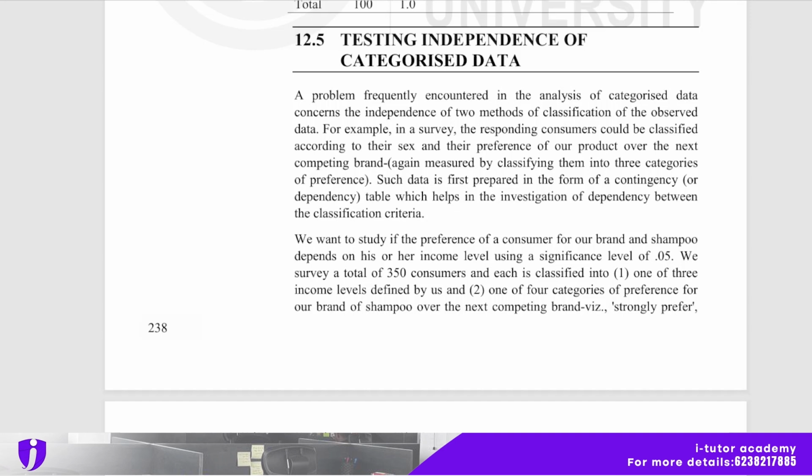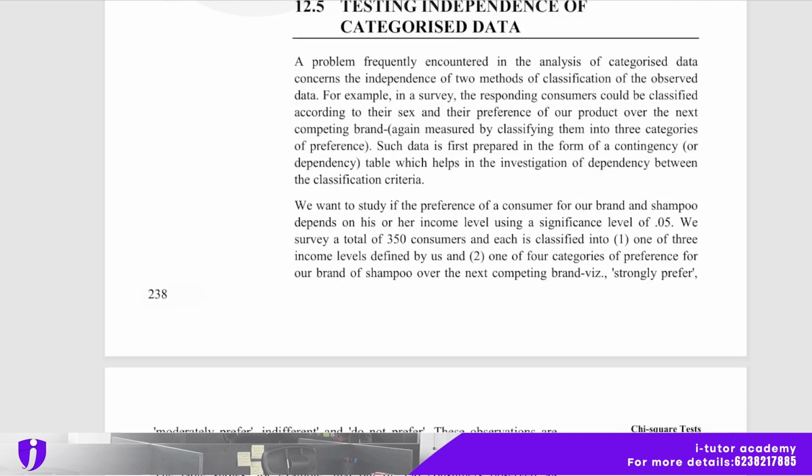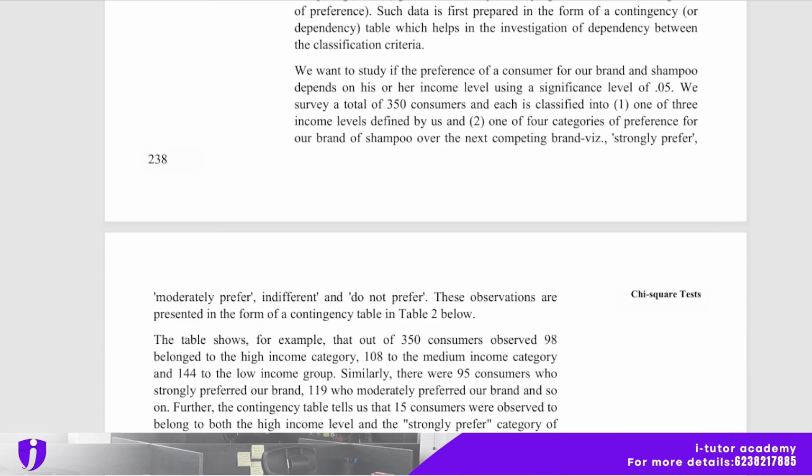Such data is first prepared in the form of a contingency or dependency table, which helps in the investigation of dependency between the classification criteria. We want to study if the preference of a consumer for our brand of shampoo depends on his or her income level, using a significance level of 0.05.